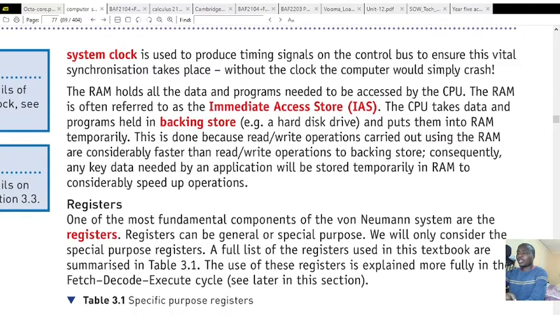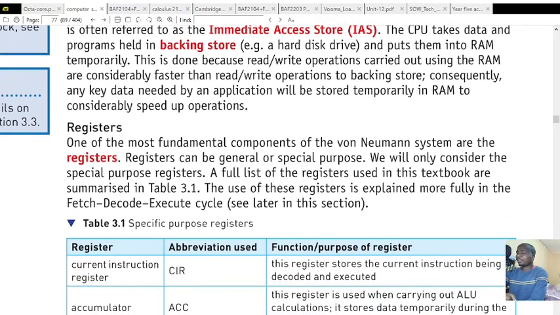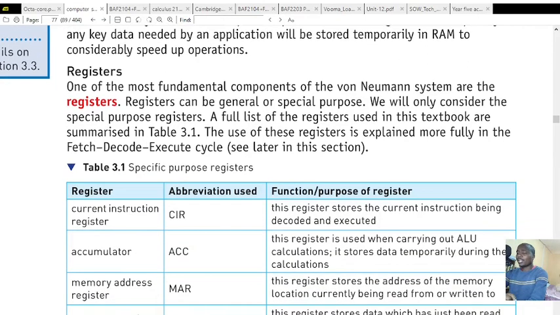Then later on we are going to look at how the whole thing works. How is the processing taking place? How is the execution taking place within the computer processor during a normal execution of data and instruction? So there are various registers.